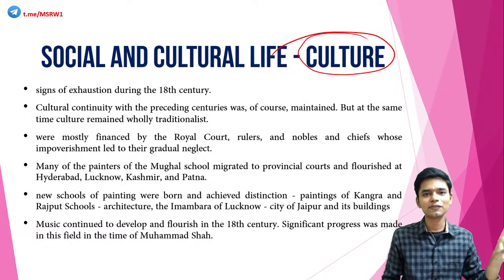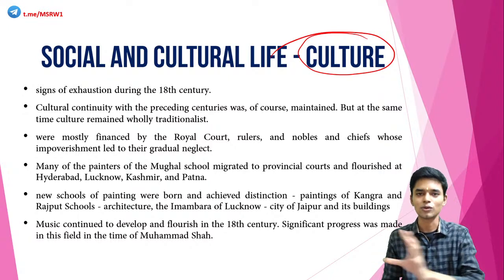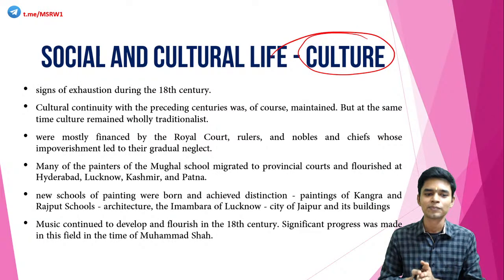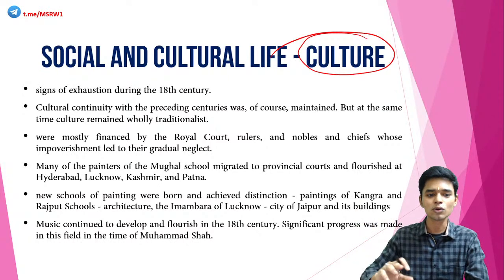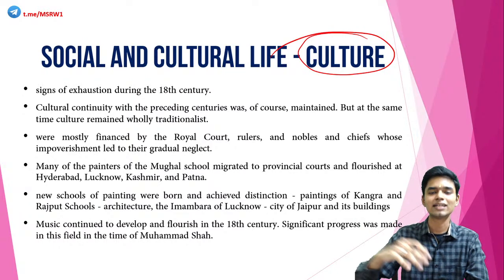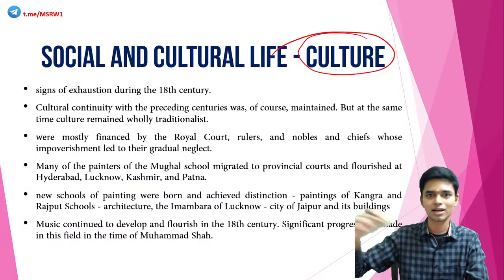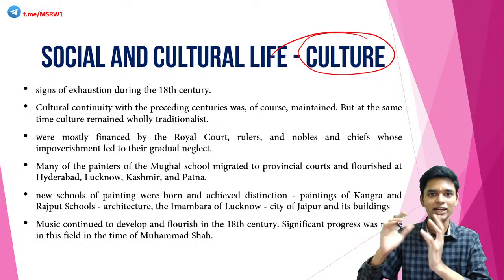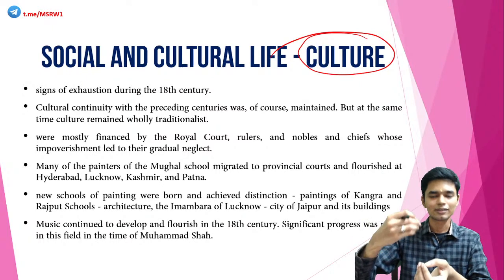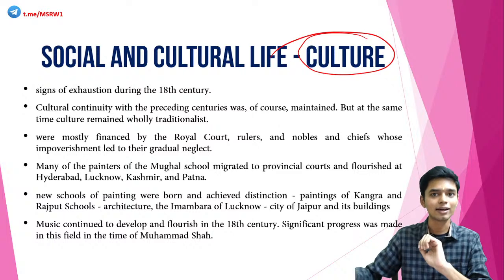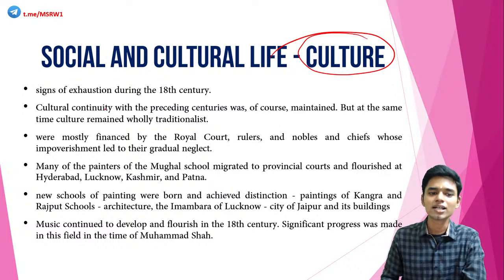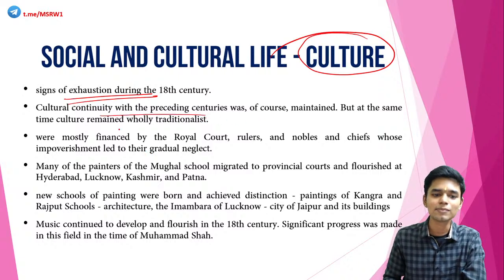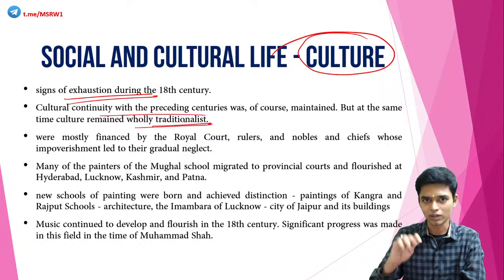There was continuity from early times, from the medieval period throughout. So there was that continuity from the past, but the problem was that it remained traditionalist. There was nothing innovative. Also, there were some tendencies towards artificialism. We will look into literature later, but for example, medieval Indian literature lost touch with reality and became more and more decorative, artificial and mechanical. So in general, there was a cultural exhaustion in the 18th century. Cultural continuity was there from the preceding centuries, but at the same time, it remained wholly stagnant, wholly traditionalist.